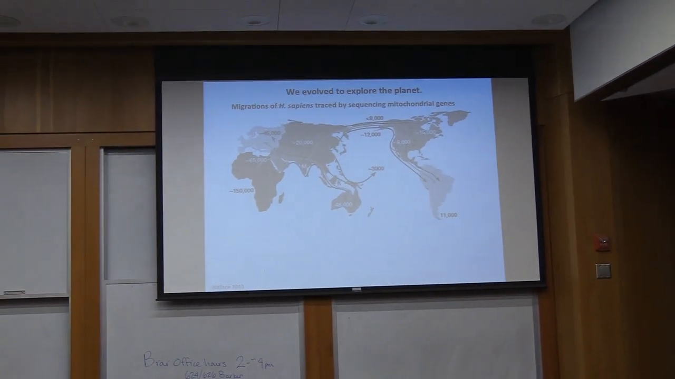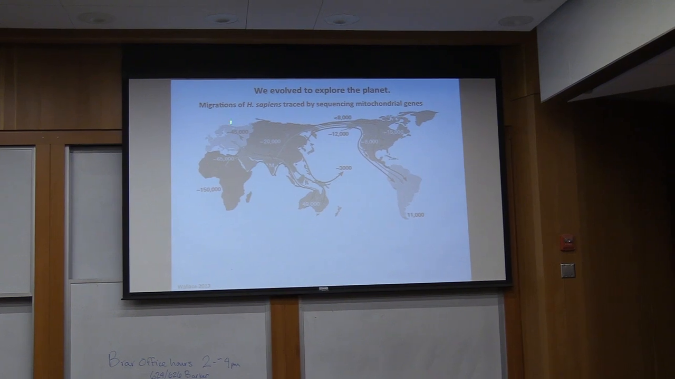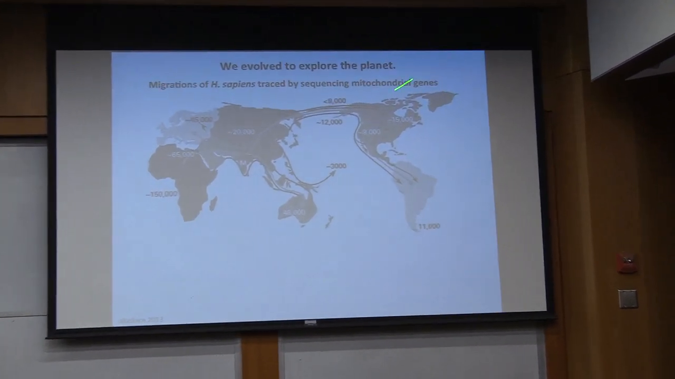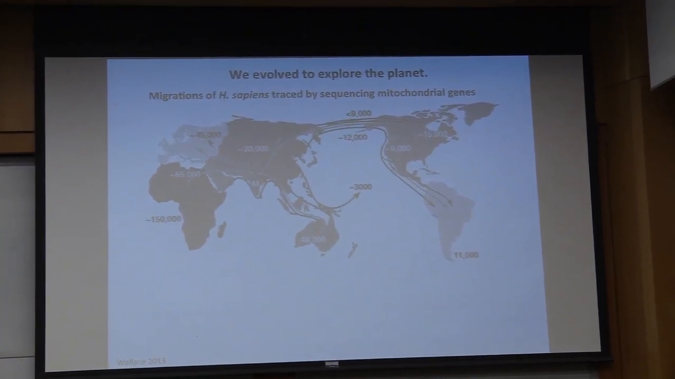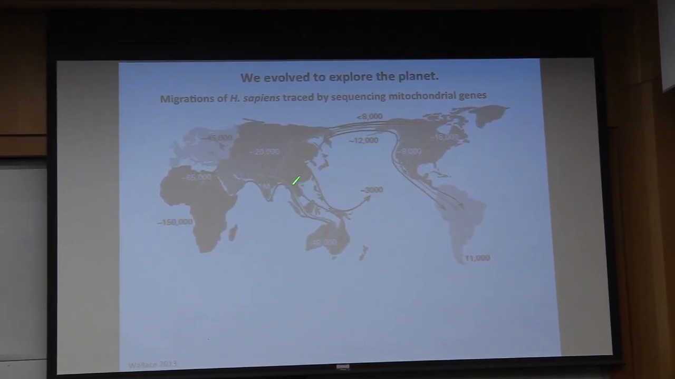By the way, these are migrations traced by mitochondrial genes. I was stunned to realize there are like 8 migrations across the Bering Straits. There are multiple migrations across the Panamanian Isthmus. We got to Australia in no time. We left Africa 65,000 years ago. We got to Australia at 48, crossing the Pacific. I mean, this is us.